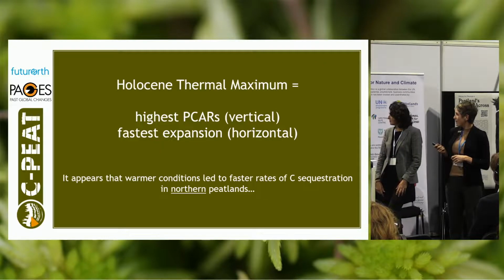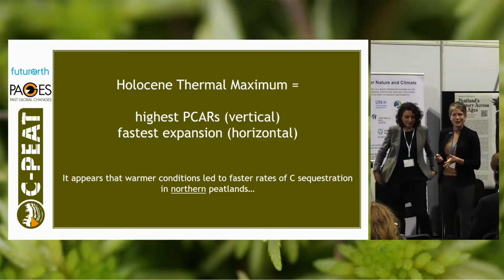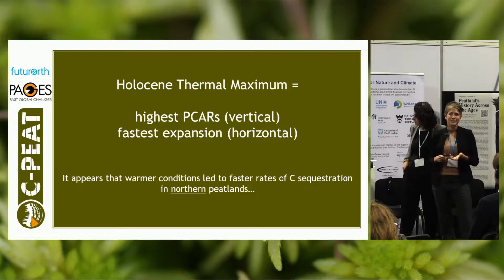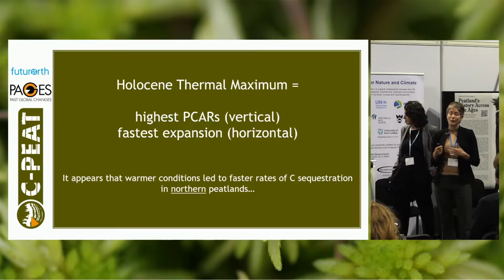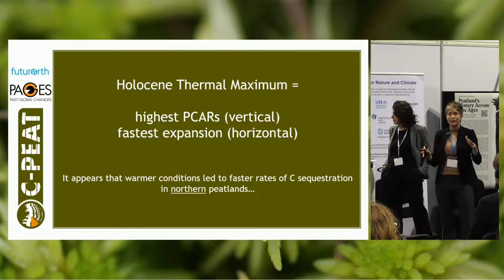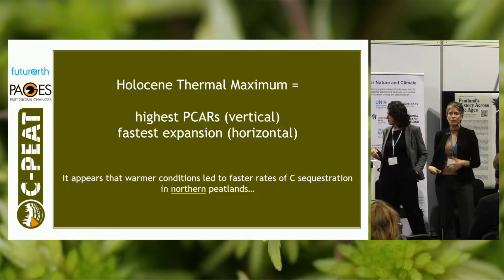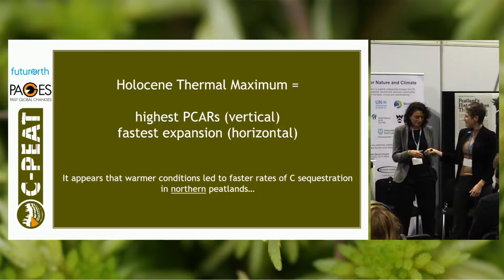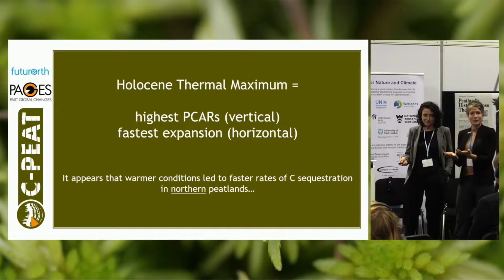So my first short conclusion is that those past warm climates in the record indicate or suggest that warm conditions in the northern hemisphere might help peat develop laterally and also vertically, so store more carbon. But then the question is, will this happen in the future as well?